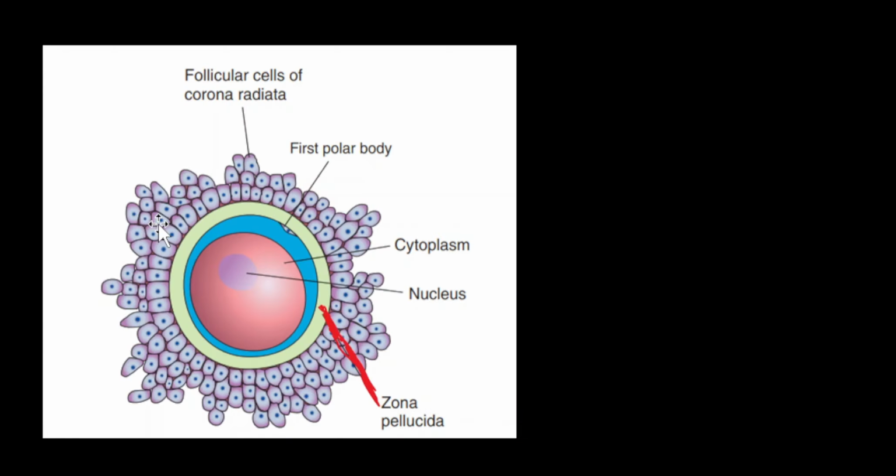However, if fertilization doesn't occur, then we have the corpus luteum of menstruation, and it degenerates after about 10 to 12 days and becomes the corpus albicans, which is this white scar-like tissue in the ovary.